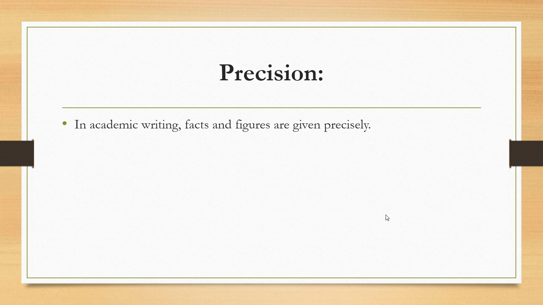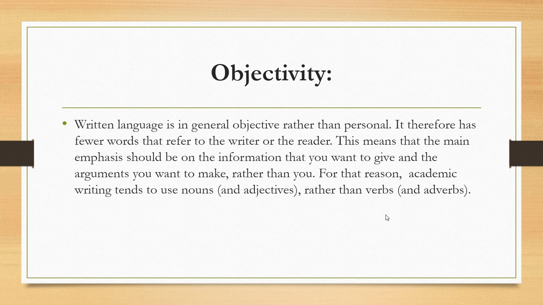Precision. In academic writing, facts and figures are given precisely. So you must have proofs, and all the facts and figures will be put in while writing something academically. Academic writing will always require facts and figures. You cannot include something from yourself for which you don't have any proof. At first, you have to find out the truth about the claim you want to make in an academic piece of writing.